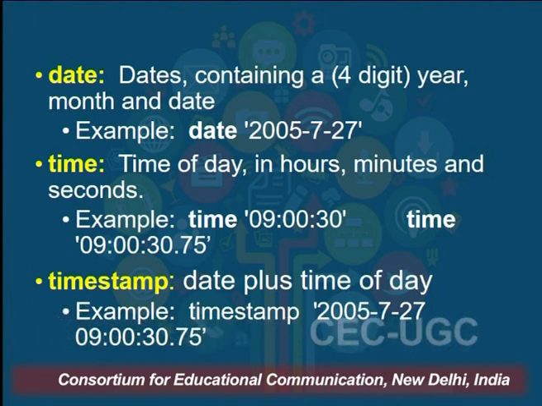This is going to be the format. For example, the date 27th of July 2005 is 2005-07-27. So if, in the student relation, I need to record the admission date, we will be using the data type DATE, and the exact date of admission of a particular student can be contained in that.